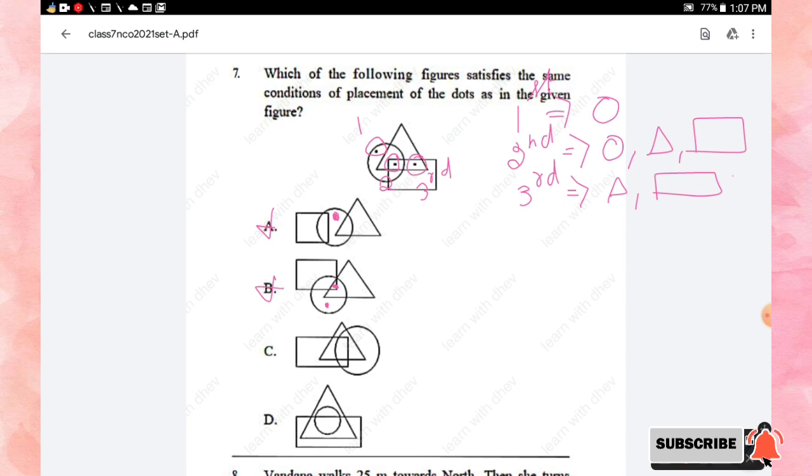Then option C. So I can place the first dot in the circle region, and the second dot is in this particular region. This particular region is shaded by all the three shapes, and this particular region is shaded by triangle and rectangle. So now I can place all the three dots. So this option satisfies the same condition of placement of the dots as in the given figure. So hence your answer would be option C.